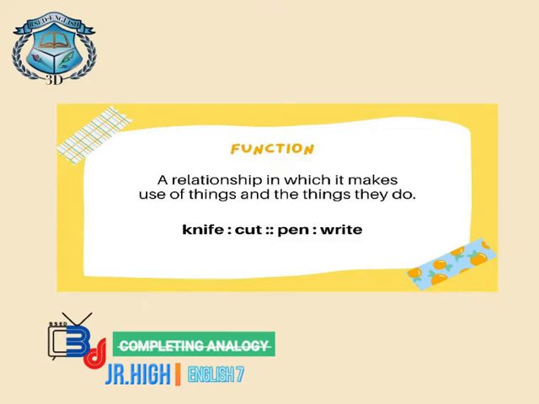The 8th type of relationship is function. A relationship in which it makes use of things and the things they do. For example, knife is to cut as pen is to write. The function of a knife is to cut, and the function of a pen is to write.